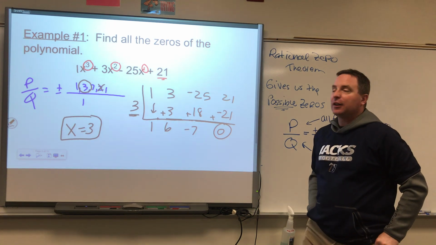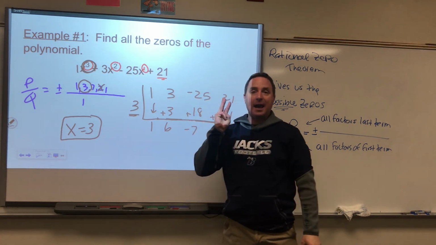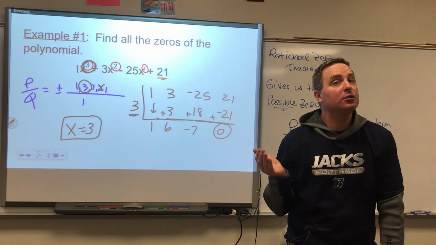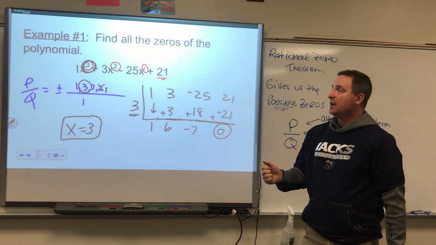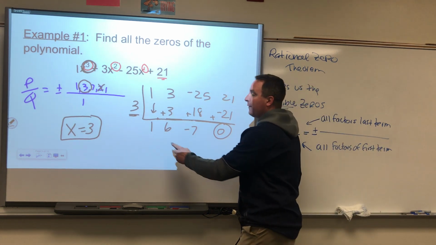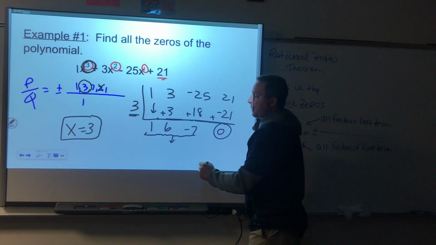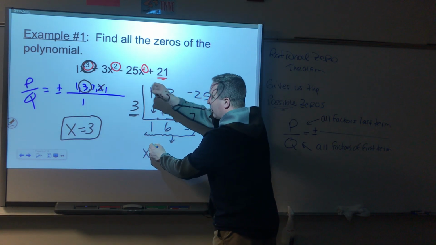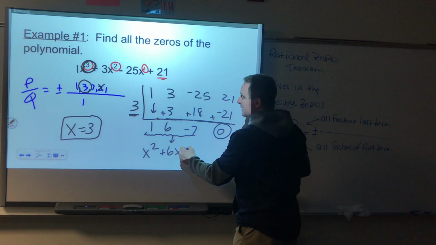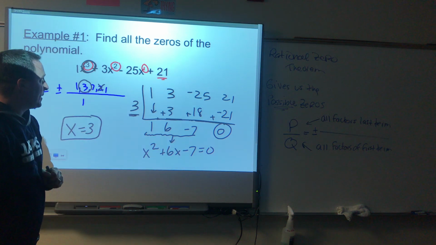If you remember the fundamental theorem of algebra from a few days back, if it's the third power, it's going to have 3 solutions. They may be real solutions, imaginary solutions, or a mixture of both, but I should have 3. We've got one of them. How I find the others is I take this leftover stuff and transform it back into x, and it goes down a power: x squared plus 6x minus 7. I want to find the values that make that equal 0.